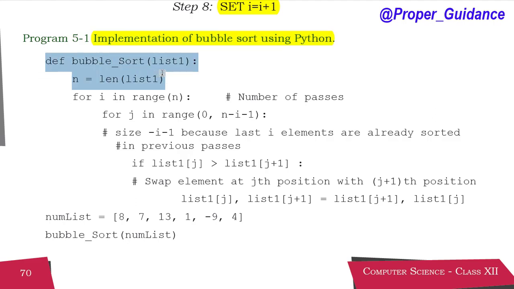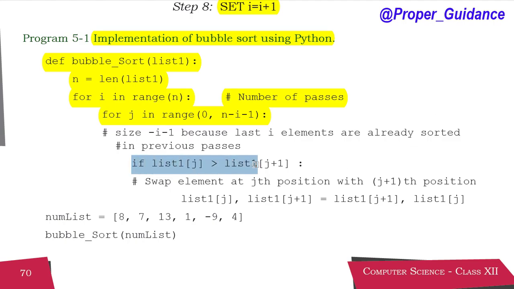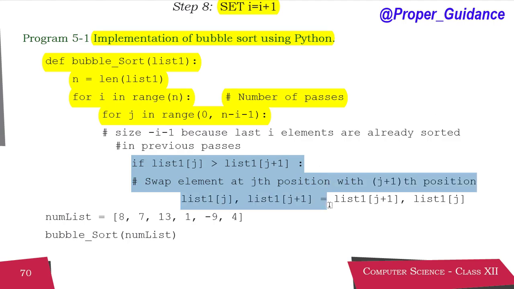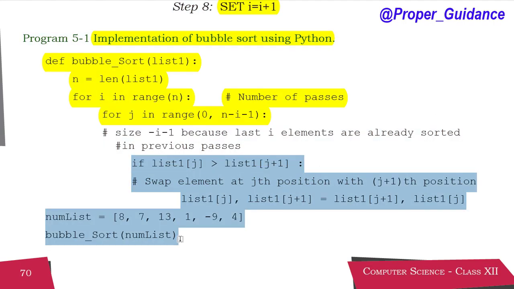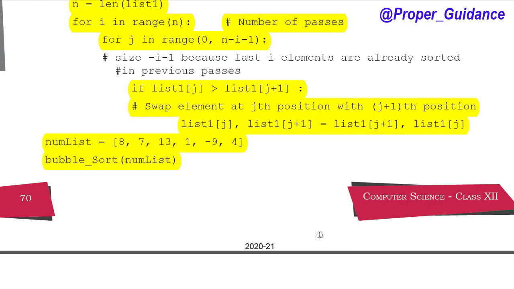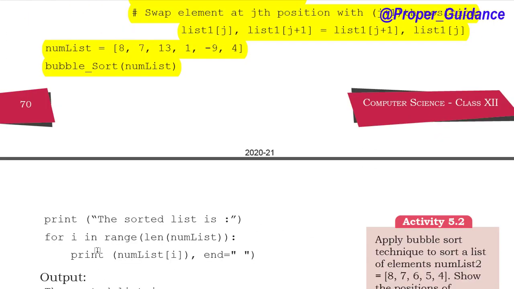Def bubble sort, list, n equals length of list. For i in range n, for j in range 0 to n minus i minus 1. We use i minus 1 because the last i elements are already sorted in previous passes. If list[j] is greater than list[j+1], swap them like this. Then num list, bubble sort. Clear? So this is our program.